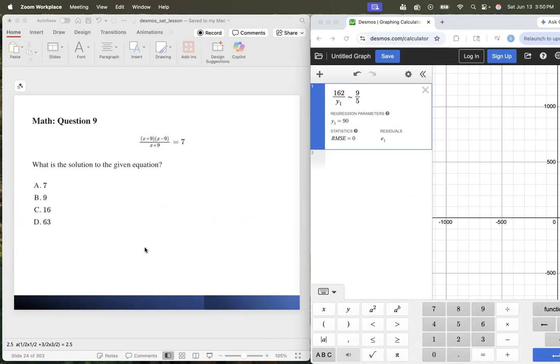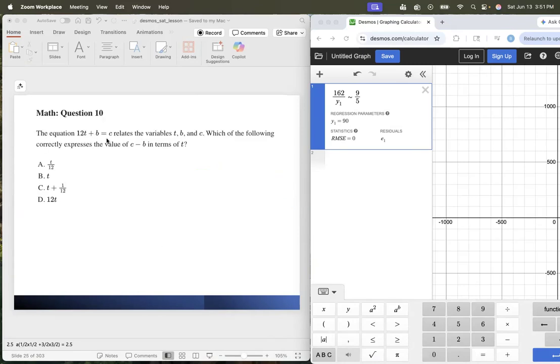Number 9. A lot of people will put this in Desmos. It's fine. But guess what? Algebra is right there in front of you. You have a function (x plus 9) multiplied by (x minus 9) all over (x plus 9) is equal to 7. Well, this will cancel that. That means x minus 9 is equal to 7. What would it be? x is equal to 7 plus 9. Fine. You can put it in Desmos, but you know this is a straightforward question that does not require time.